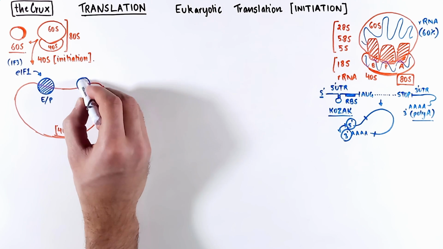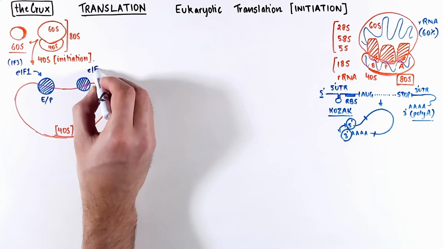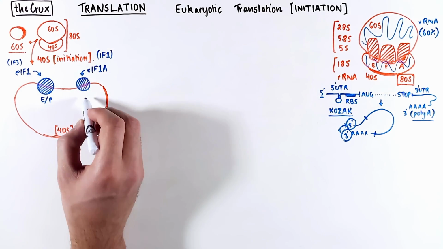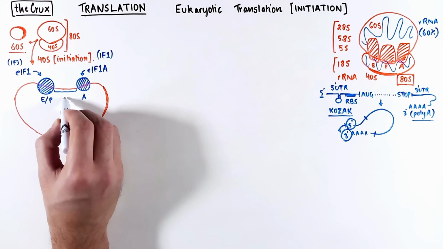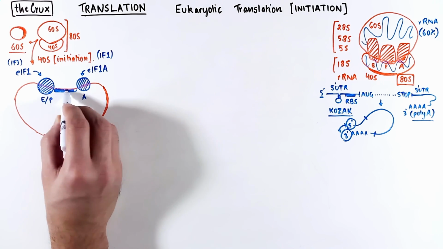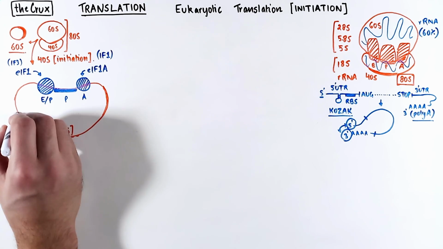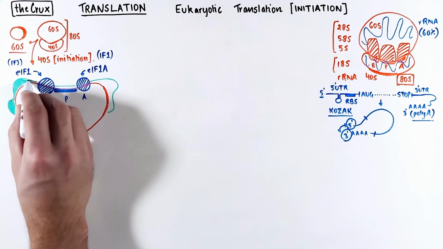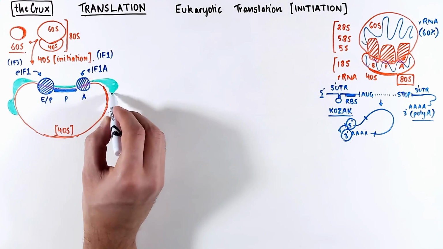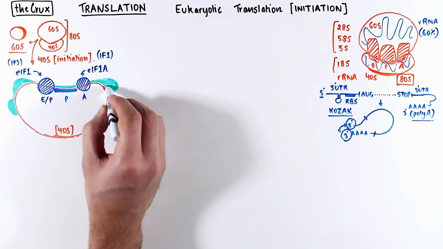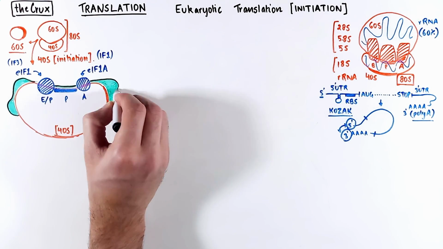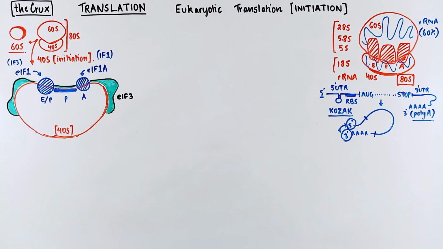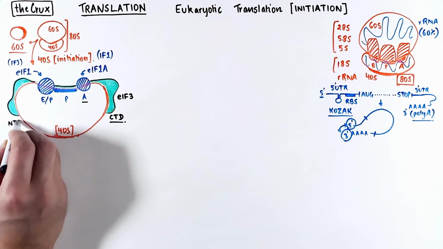On the other end of the 40S subunit, the A site is defined by the binding of eIF1A. And this factor is very similar to the initiation factor 1 in prokaryotes. The middle ground between these two factors is mostly the P site. Now, all these interactions that occur on the 40S subunit are mediated by a larger eukaryotic initiation factor known as eIF3. This protein is almost as big as the 40S subunit itself. The C-terminal end of this eIF3 is pretty close to the A site, and the N-terminal domain is located pretty close to the E site.